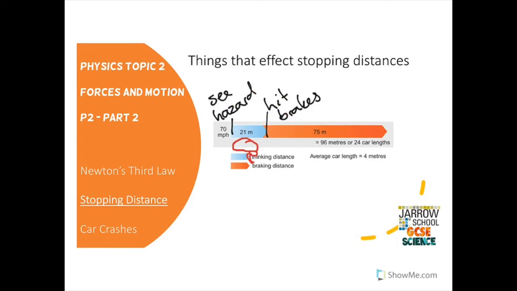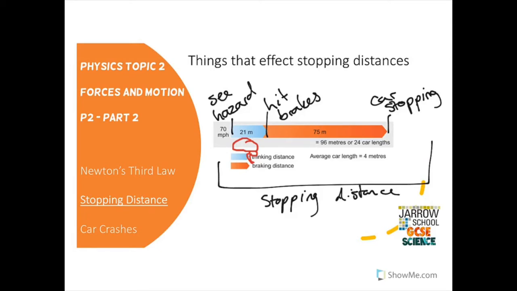So remember that the thinking distance is the distance that a car travels between seeing a hazard and hitting the brakes, and the braking distance is between hitting the brakes and the car coming to a stop, and altogether that is the stopping distance. So stopping distance equals thinking distance plus braking distance.